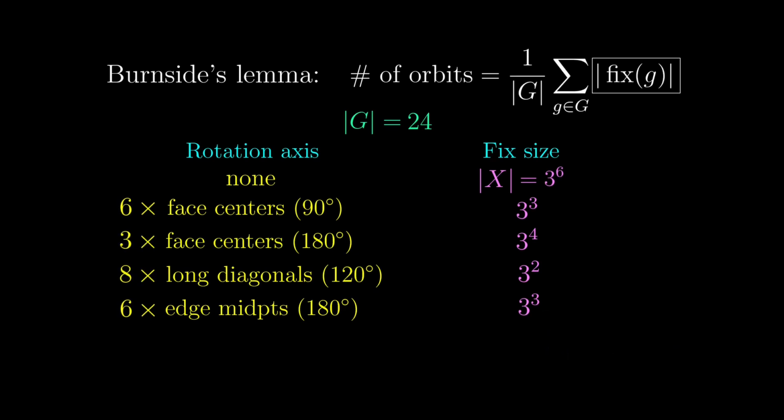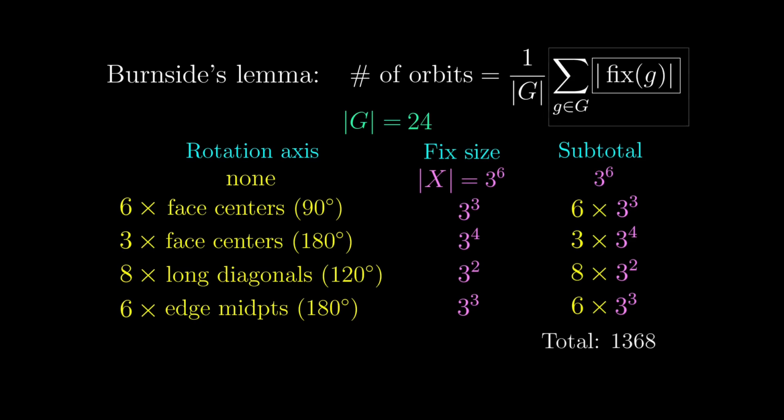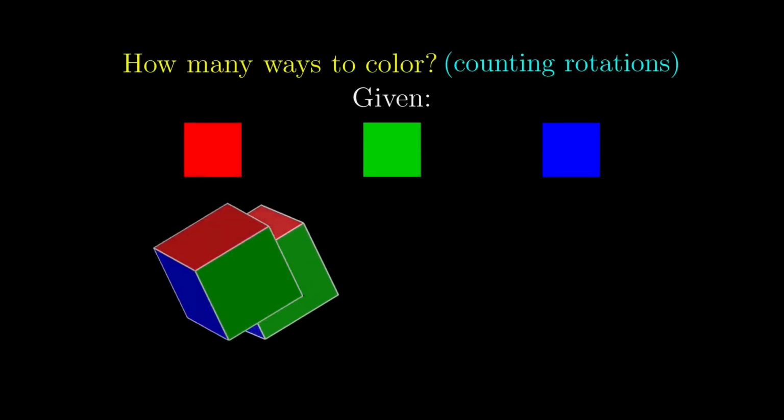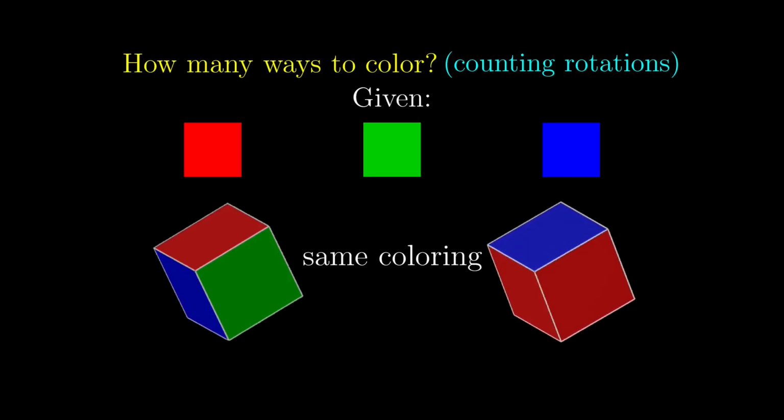The final step is to add up these fixed sizes, considering facts like there are 6 90-degree rotations, so we need to multiply the corresponding fixed size by 6, and so on. The total now turns out to be 1368. Putting this directly into the formula, we see that we also need the size of the group G, so we put that 24 in as well, and we get 57. So the answer to our original question, the number of rotationally distinct ways of coloring a cube when we are given 3 colors, is 57.